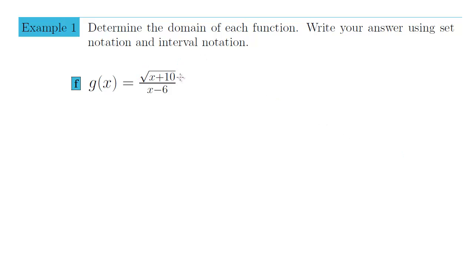We have the square root of x plus 10, and we know that x plus 10 has to be non-negative, right? It can be 0 because it's in the numerator, and it can be positive, but it just can't be negative. That means that x plus 10 must be greater than or equal to 0. Or if we subtract 10 from both sides, that tells us that x must be greater than or equal to negative 10. That will give us the domain for this part of the function.